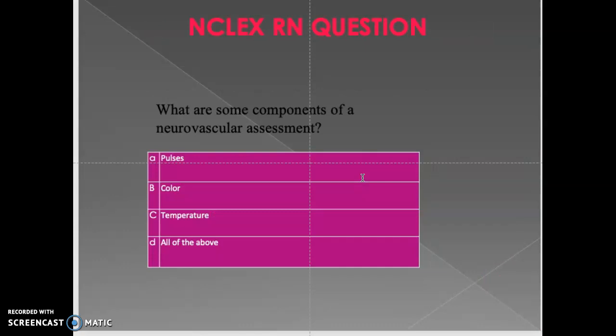What are some components of neurovascular assessment? Pulses, color, temperature, all of the above. The correct answer is all of the above. When you're conducting a neurovascular assessment, you always assess the patient's pulses. You check the color of the skin. Is it erythematous? You check the temperature with the dorsal aspect of your hand. Is it warm to touch? Is it cool to touch? If it's cool to touch, that will indicate that it has poor circulation.